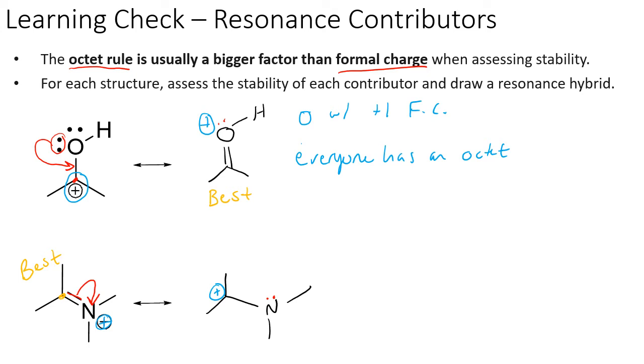And that's for the same reason as at the top: everyone has an octet in that structure, and that's a bigger factor than formal charge overall. So our best one is the one on the left-hand side, even though the more electronegative atom has the formal charge.